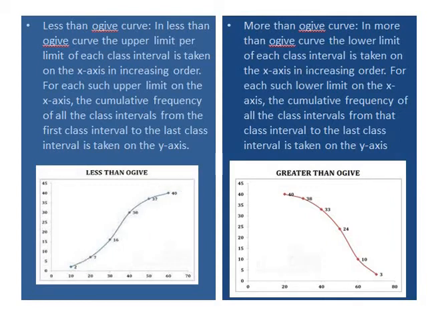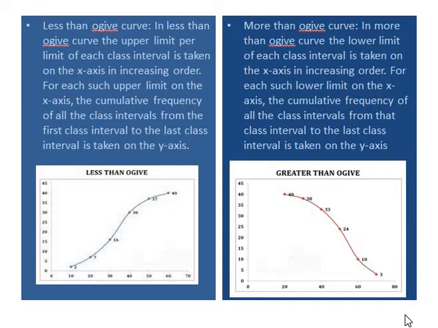Then more than ogive or greater than ogive means here the lower limit of each class interval is taken, and on that basis we will be marking our points on your y-axis, and we will be having the greater than ogive. So I think it is clear.